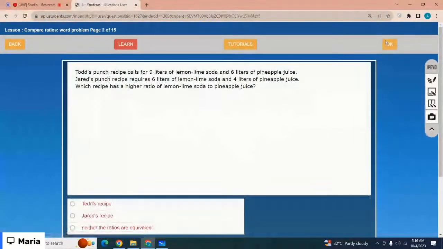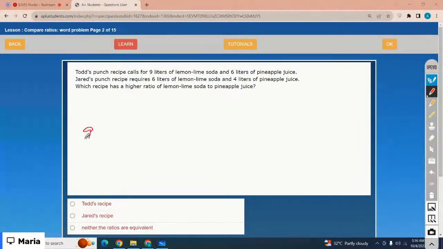Okay, Todd's punch recipe calls for 9 liters of lemon lime soda and 6 liters of pineapple juice. Jared's punch recipe requires 6 liters of lemon lime soda and 4 liters of pineapple juice. Which recipe has a higher ratio of lemon lime soda to pineapple juice? So which is the correct option?